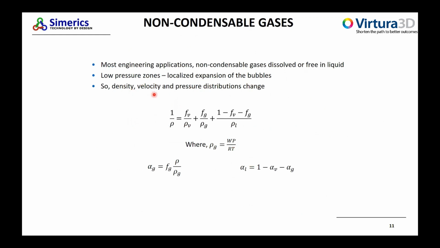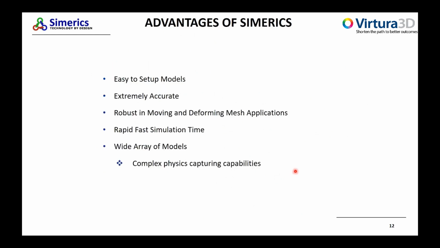So the density, velocities, and pressure distributions will change based on the localized effects and how much gas and vapor gets generated in those regions. Essentially, in the reformulation of the density from what I showed before, we now have the vapor as well as the non-condensable gases included in our equations. The total liquid fraction will be nothing but one minus the vapor and the non-condensable gases. So that is a rough idea of how our cavitation model works.